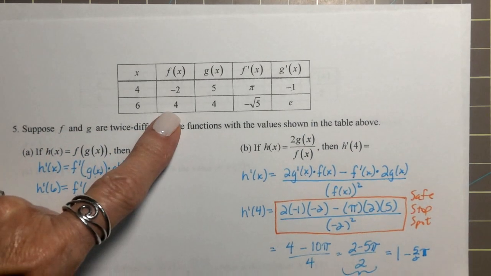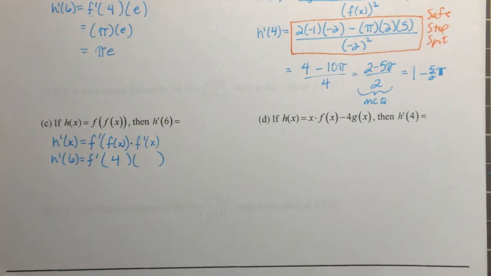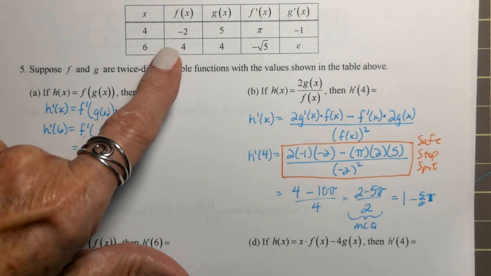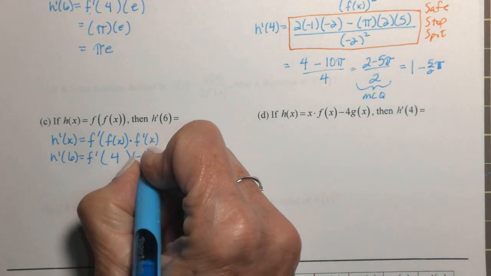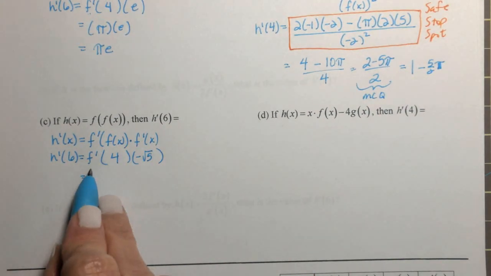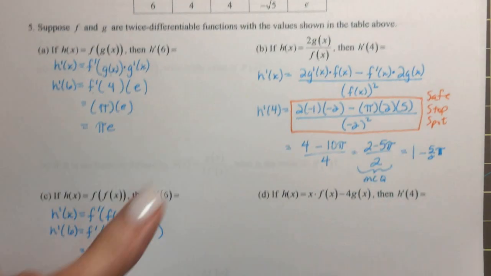F of 6 is 4. And then I need f prime of 6. F prime of 6 is negative square root of 5. Now I need f prime of 4. F prime of 4 is pi.